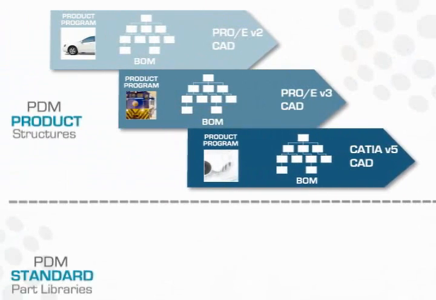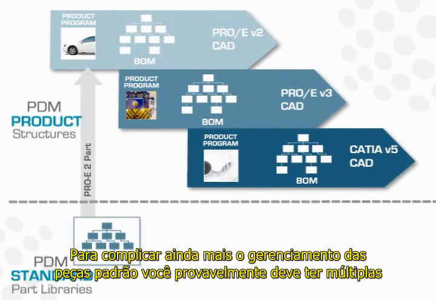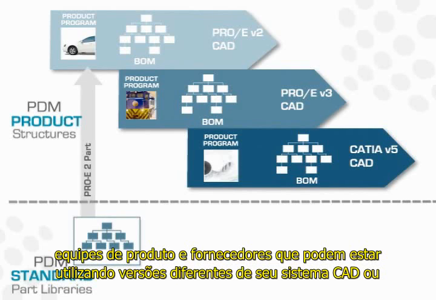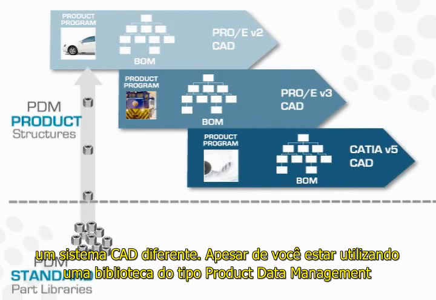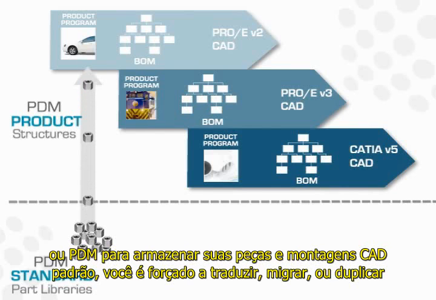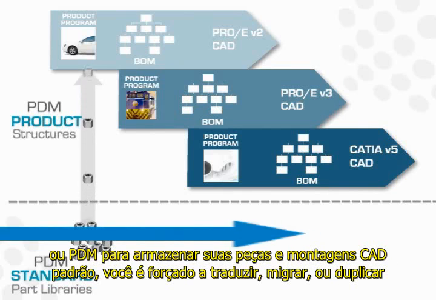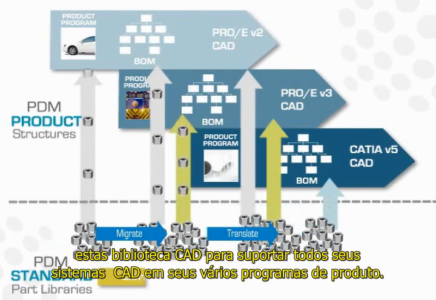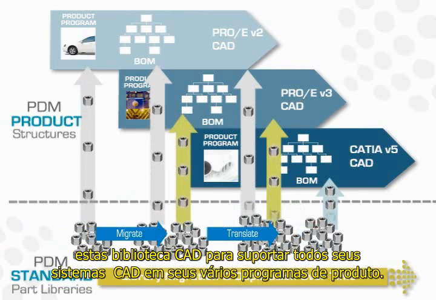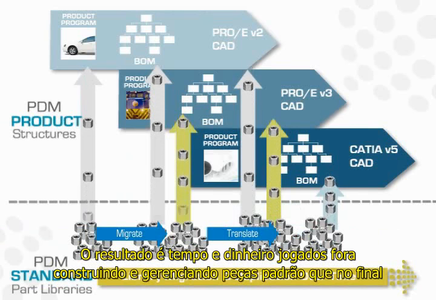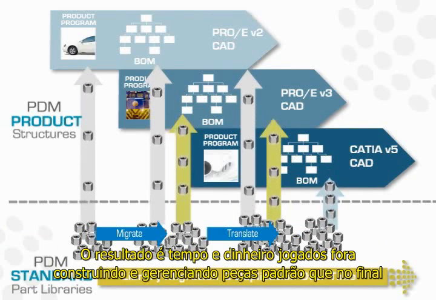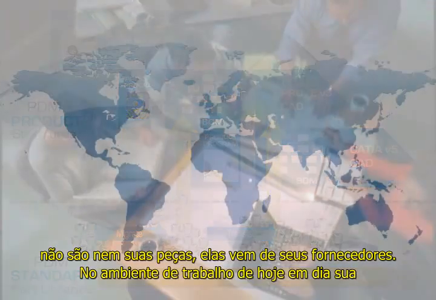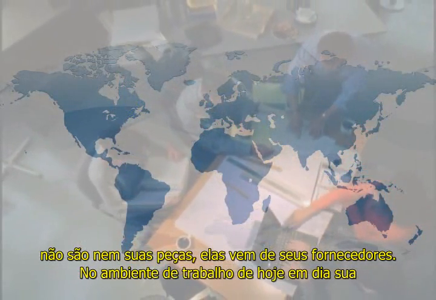To further complicate the standard part management problem, you most likely have multiple product program teams and suppliers who may be using different versions of your CAD system, or different CAD systems altogether. Though you may be utilizing a product data management or PDM library to vault your standard 3D CAD parts and assemblies, you are forced to migrate, translate, or duplicate these CAD libraries to support all of the CAD systems on your various product programs. The result is wasted time and money, building and managing standard parts, the bulk of which are not even your parts. They come from your suppliers.